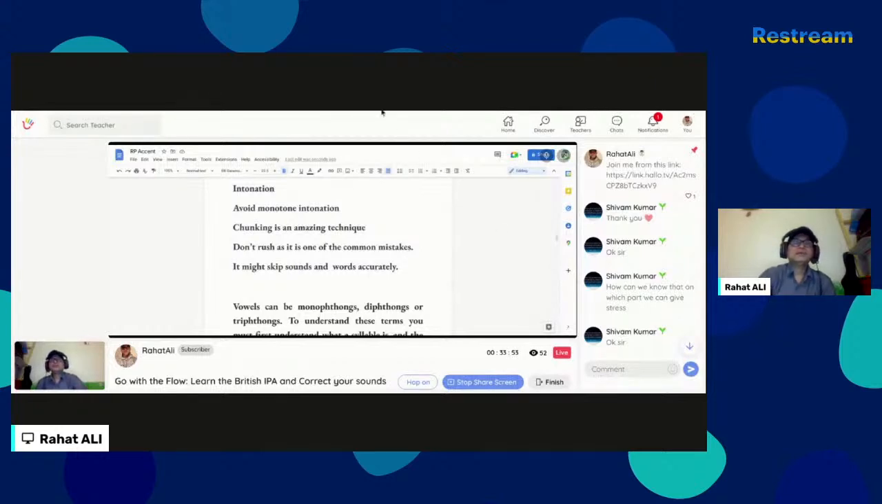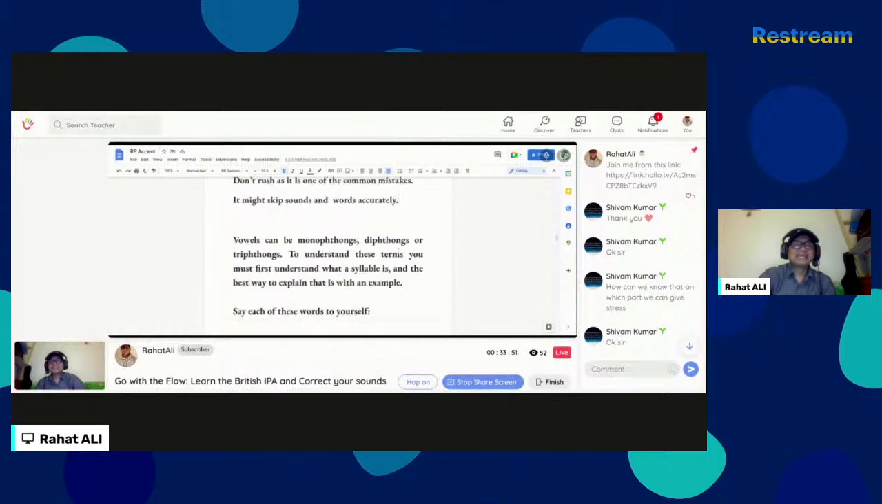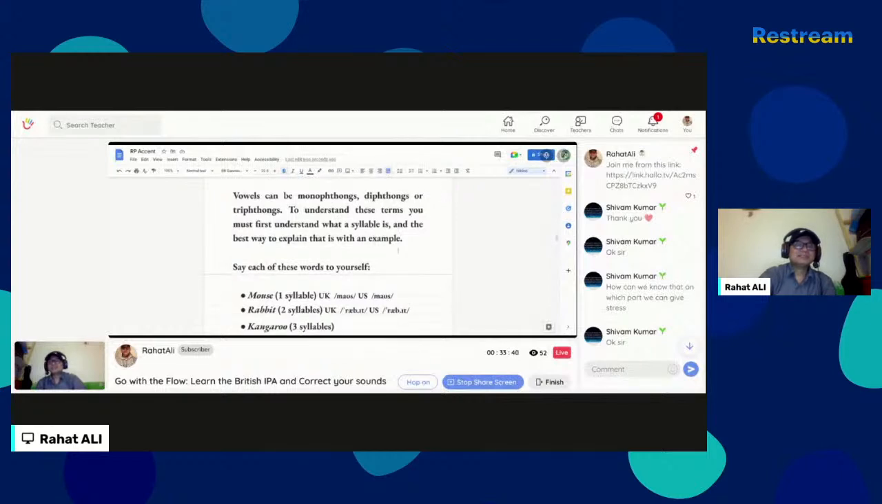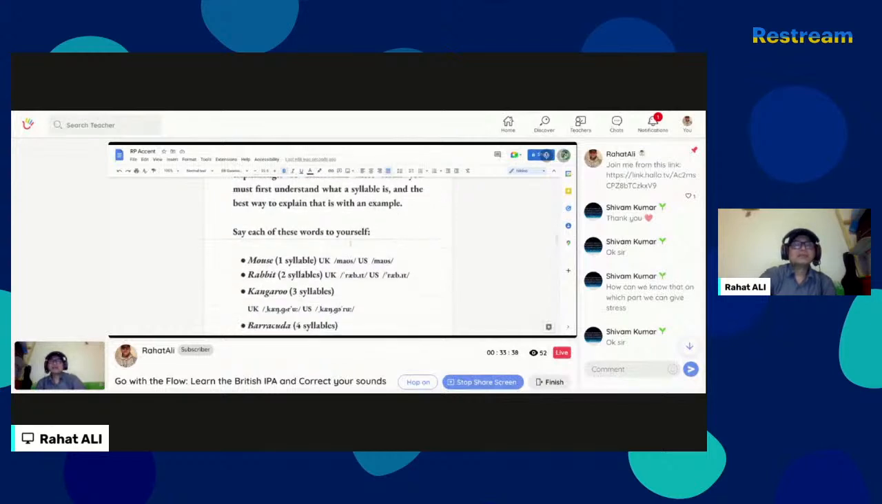All right, so vowels can be monophthongs, diphthongs, or triphthongs. To understand these terms, we must first understand what a syllable is. That's the best way to explain. We have explained syllables already, but again, I'm reiterating.